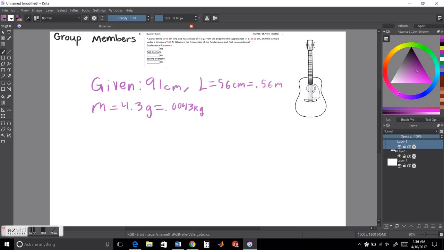The mass of the given string is 4.3 grams, so our mass is 0.0043 kilograms. And lastly, our tension force is equal to 517 newtons.